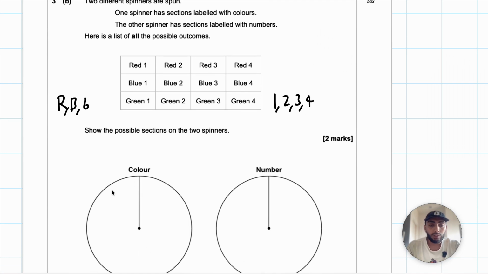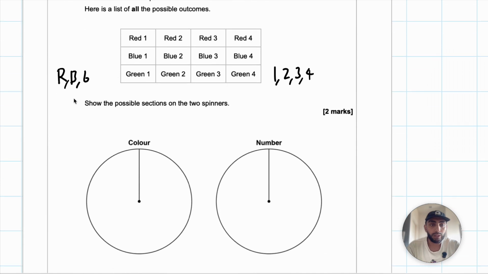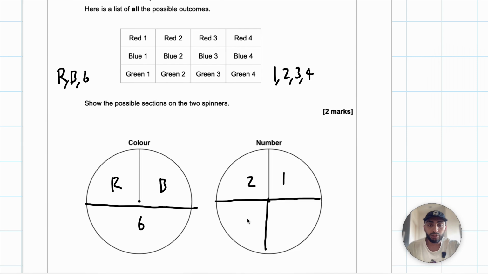When we put these onto the spinners, they don't have to be equal because these are just the outcomes. It doesn't show the probabilities of them, so we can split them however we want. For the colours, we've got R, B and G. For the numbers, we have 1, 2, 3 and 4, so I'm just going to split this into 4 parts. 1, 2, 3 and 4.